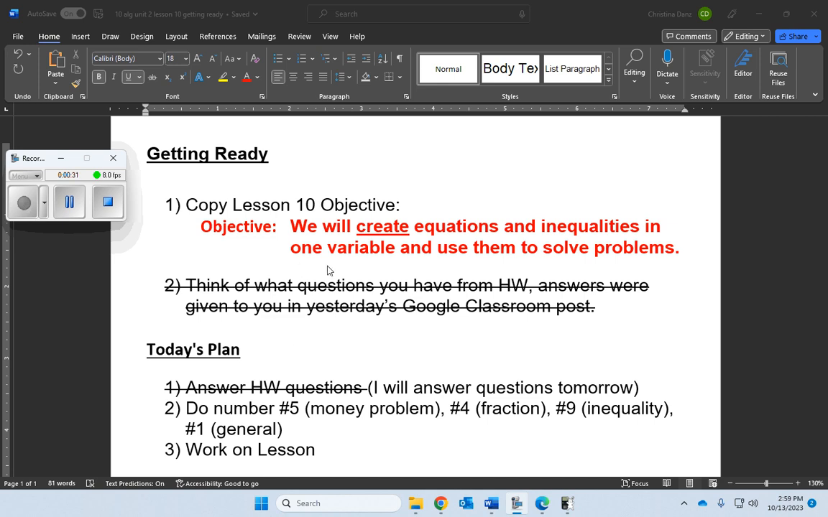Make sure you write this objective on the lines: creating equations and inequalities in one variable and use them to solve problems. And notice that I am just jumping around. I'll do number 5, 4, 9, and 1.